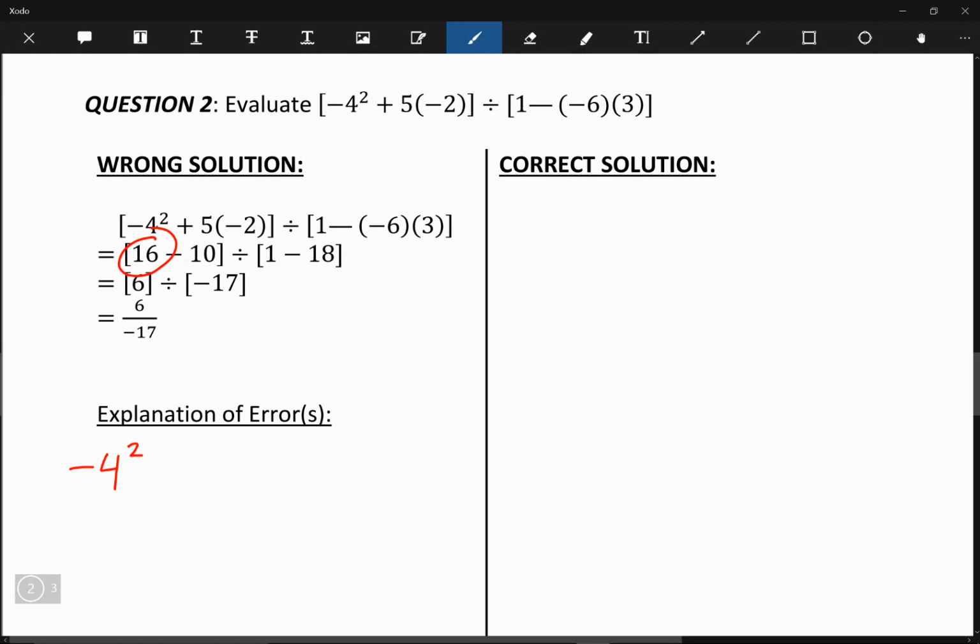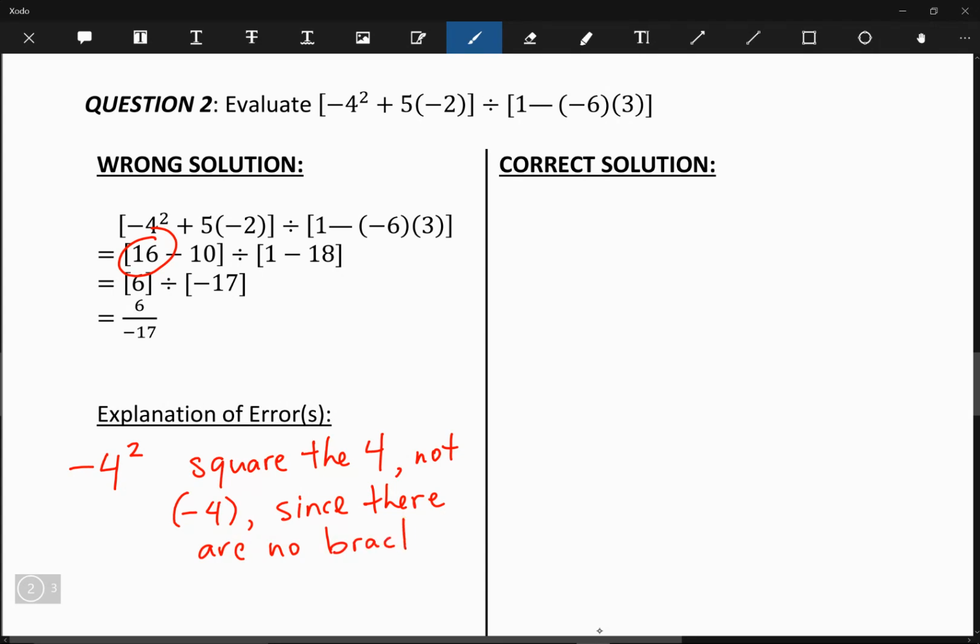Well, when you look at negative 4 squared, you have to only square the 4. Okay, not negative 4. And the reason why is because there are no brackets. So you look at that negative 4 squared, there's no brackets around negative 4. So the squared, this guy over here, it only operates on the number it is attached to. Okay, it's only operating on the 4. So you have to treat it like it was negative 4 in brackets squared.